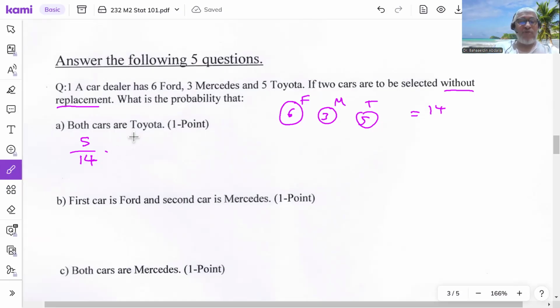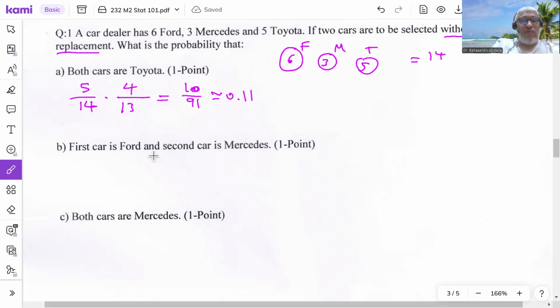The second, we need it to be Toyota. No replacement, not replaced. So the number of cars now is 13, not 14. And the number of Toyota cars is 4 because we already selected one Toyota in the first. So this is the answer. If you just find it, you can leave it like this. You can write it as 10 over 91 or just approximately 0.11. It's 20 over 182, then it would be 10 over 91 or 0.11.